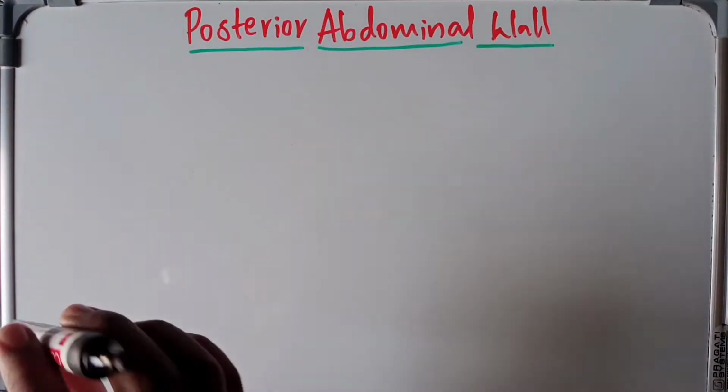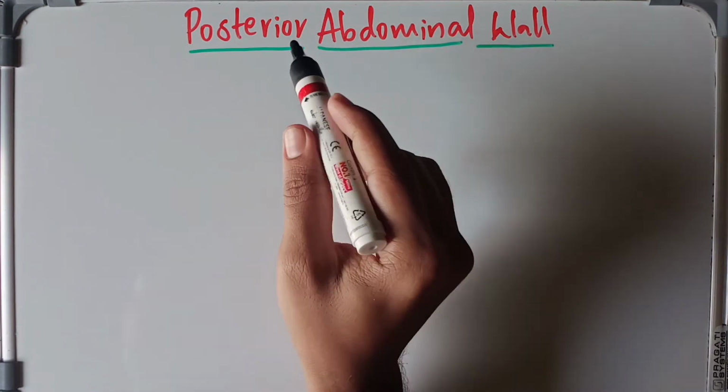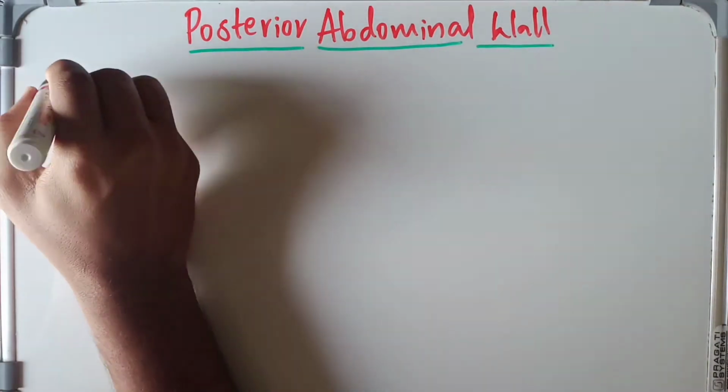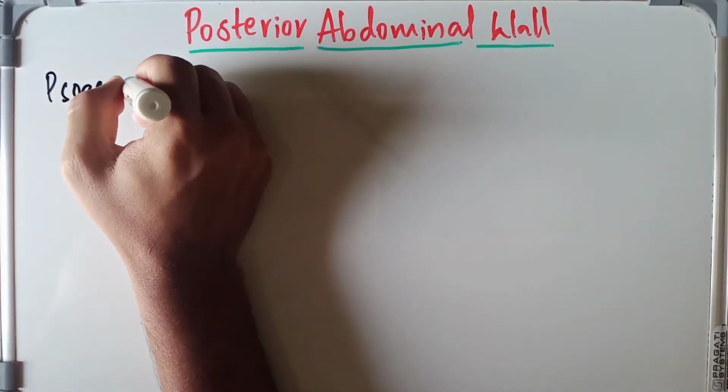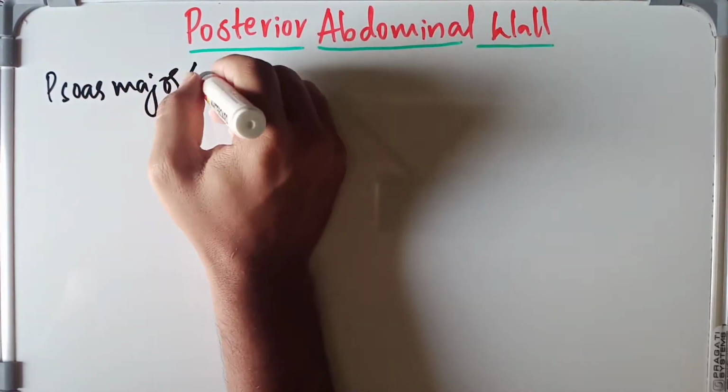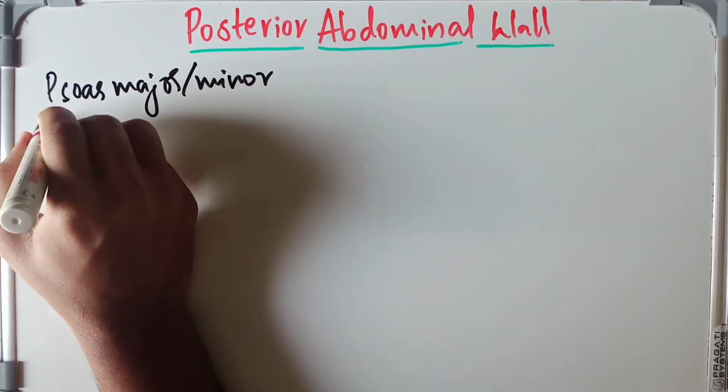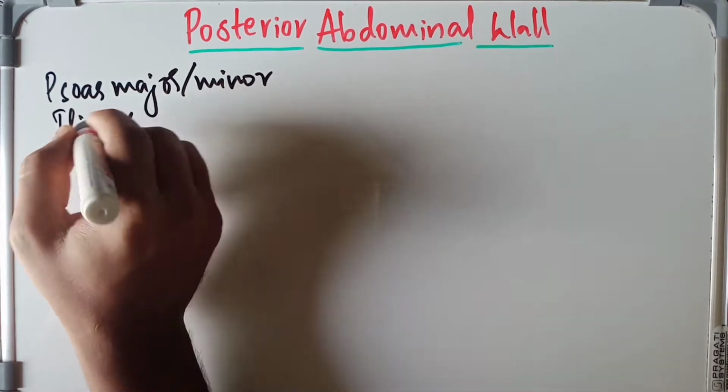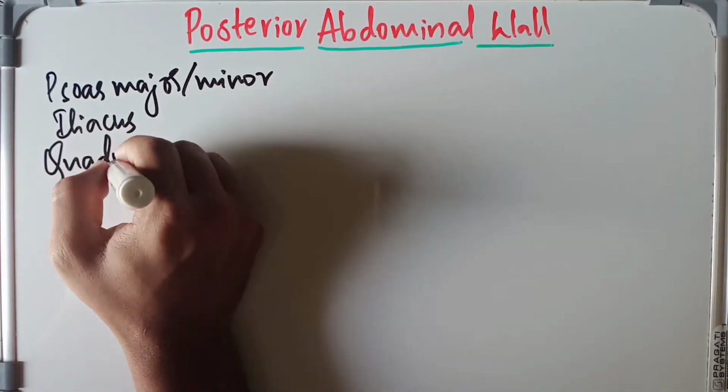So in this video we are going to discuss the muscles of the posterior abdominal wall. Basically we will be discussing the psoas major muscle and psoas minor muscle. Then we will be learning about the iliacus and finally about the quadratus lumborum.